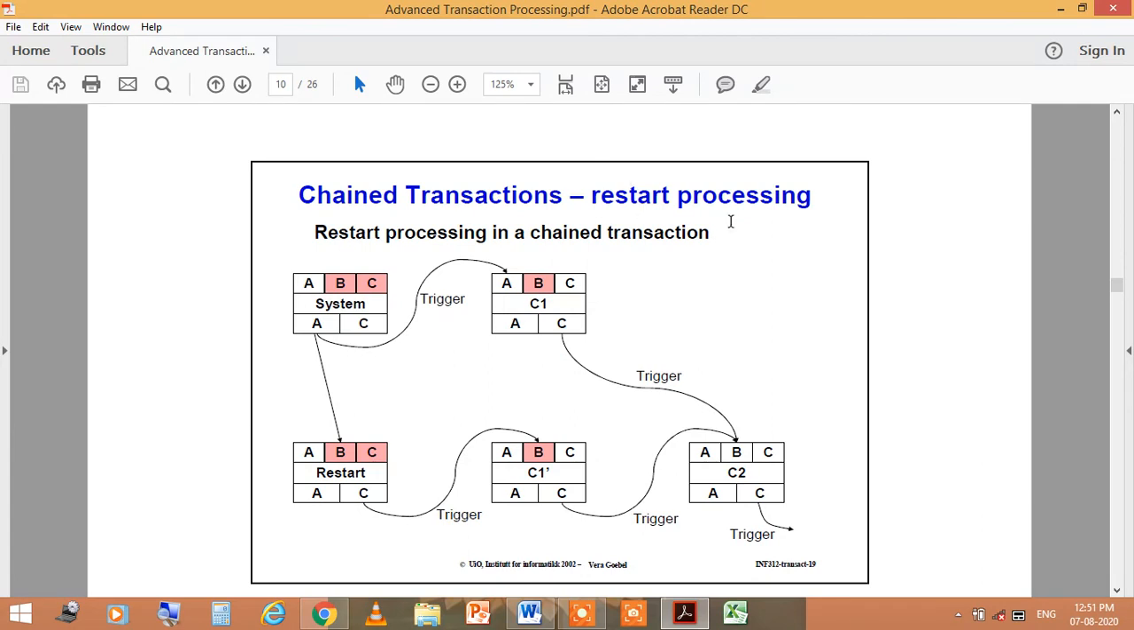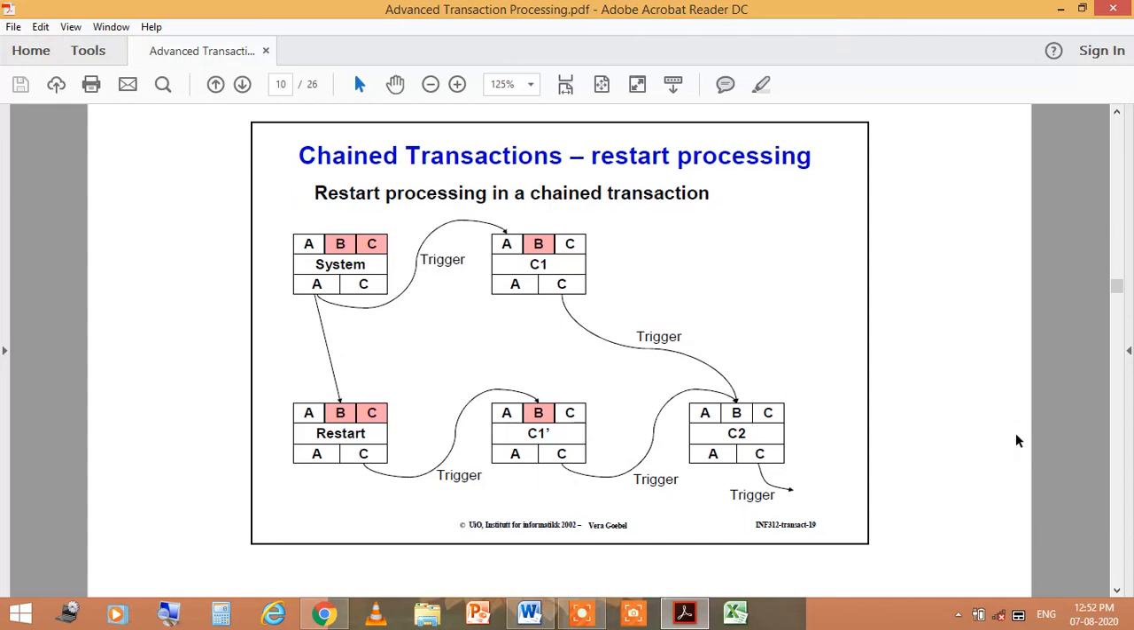Chained transaction restart processing. In restart processing you see here, this A is triggered to this, and the final C is triggered to this B part, and this A again is triggered to B, meaning in parallel A triggers A and A triggers B. So if this is triggered to B and this is triggered to A, this system is a restart, and C is triggered again to the B, and this C goes to the B. Okay, so this is a chained transaction.